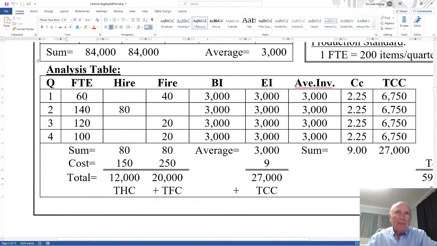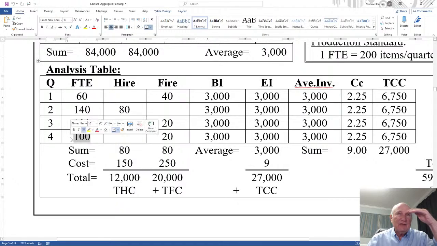So follow my logic. In quarter one, I have 60 FTEs. At the end of that quarter, I have 60 FTEs on board. At the beginning of the second quarter, I need 140. So between the first quarter and second quarter, I need to increase my FTEs by 80. So my hire is 80 at the beginning of the second quarter to bring that 60 up to 140. So I'm going to hire 80 at the beginning of quarter two. Quarter two to quarter three, I'm going down, so I fire 20. 3 to 4, I fire 20. Now at the end of quarter four, I have 100 FTEs on board. After quarter four, the next quarter is going to be the first quarter, which is 60.